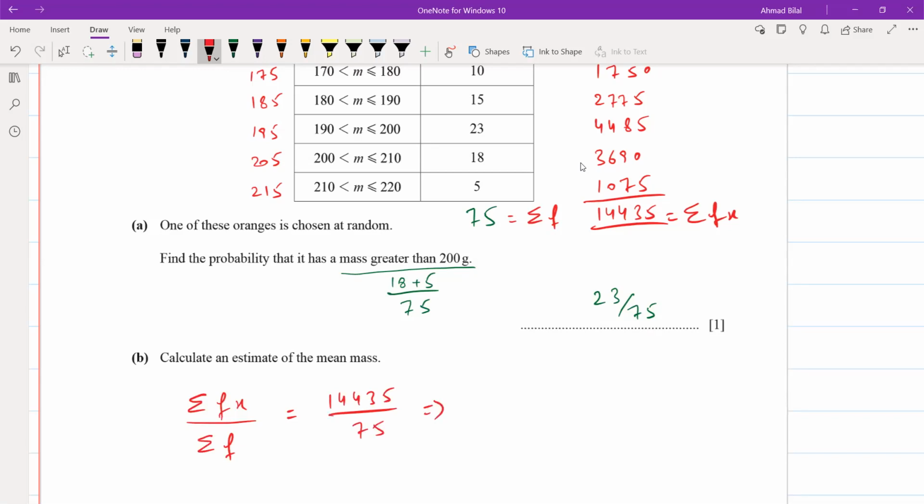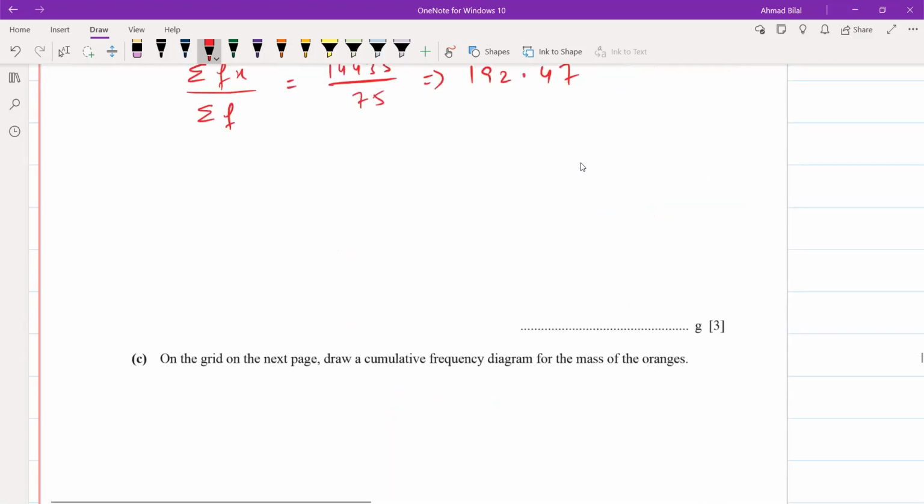So 75 से divide करेंगे. 192.4. 192.467. Or you can say 192.47. That is your mean, 192.47. ठीक है? Okay.